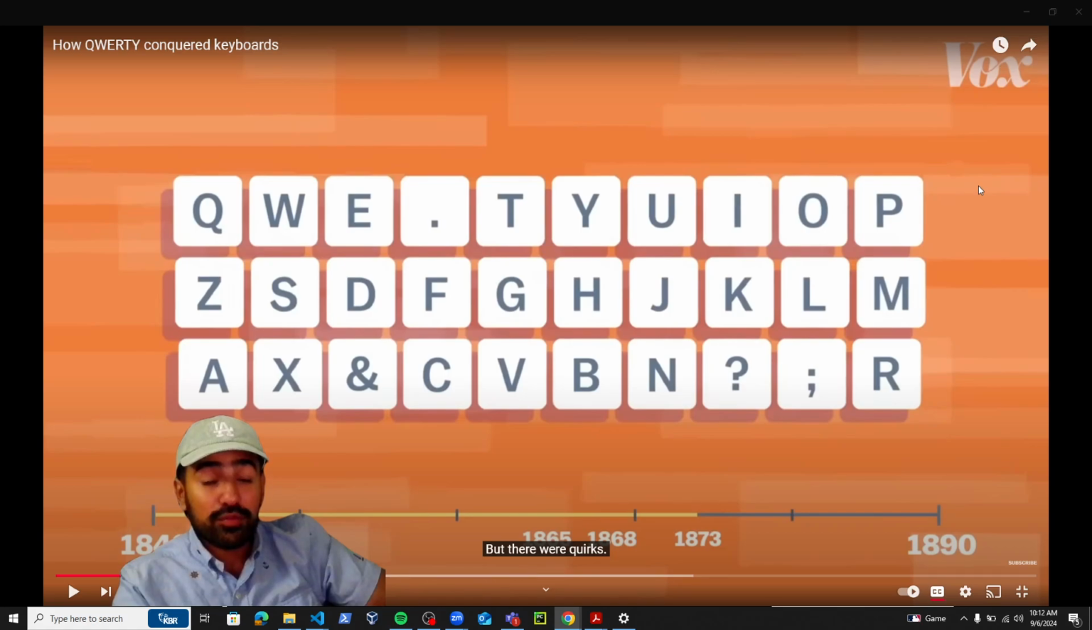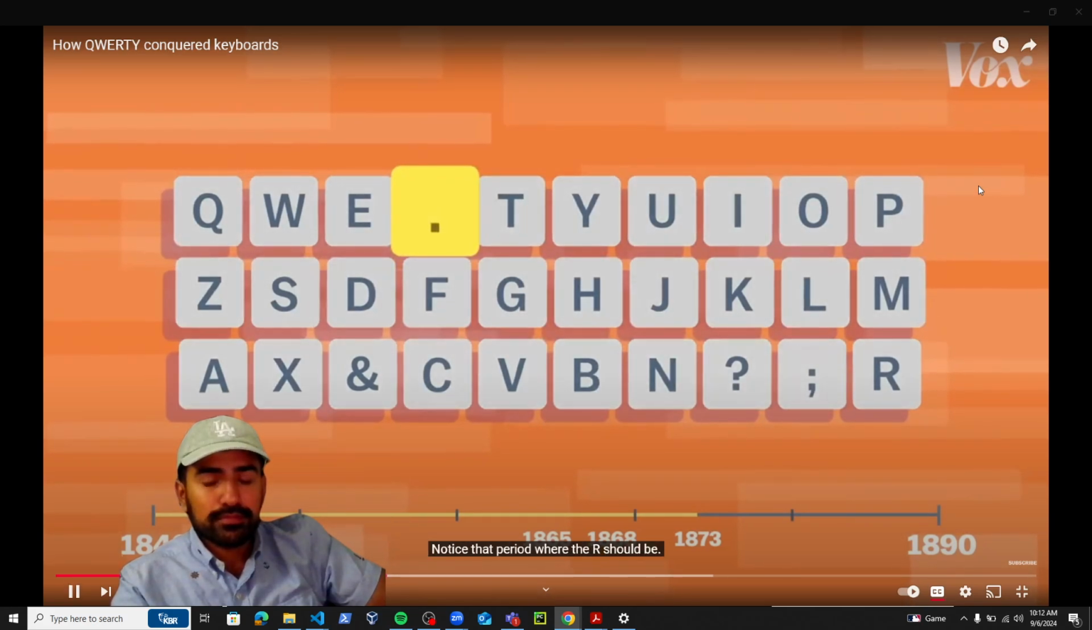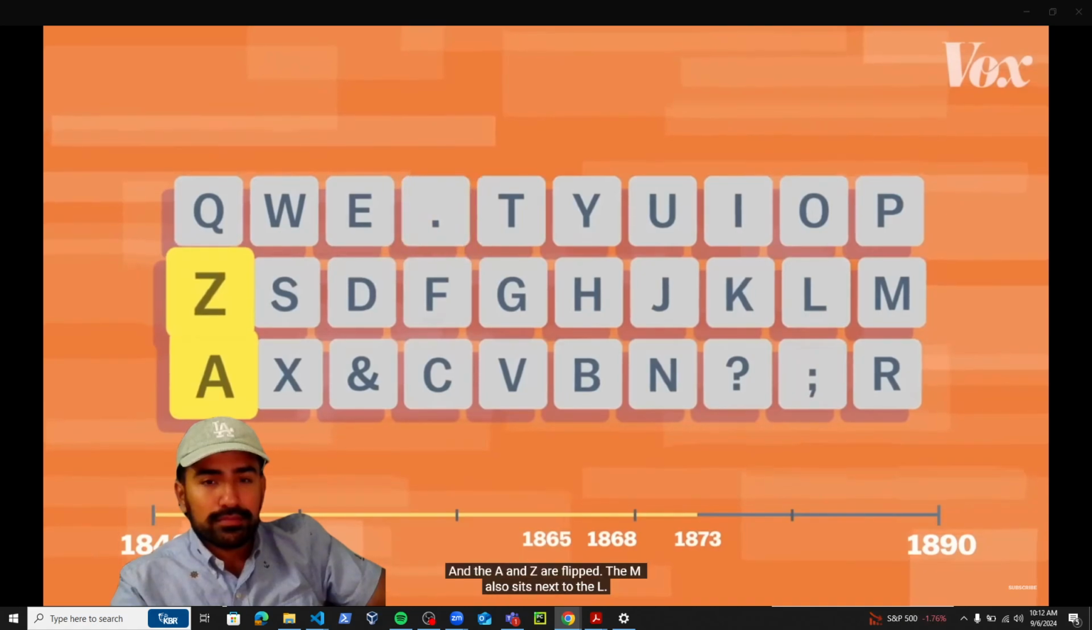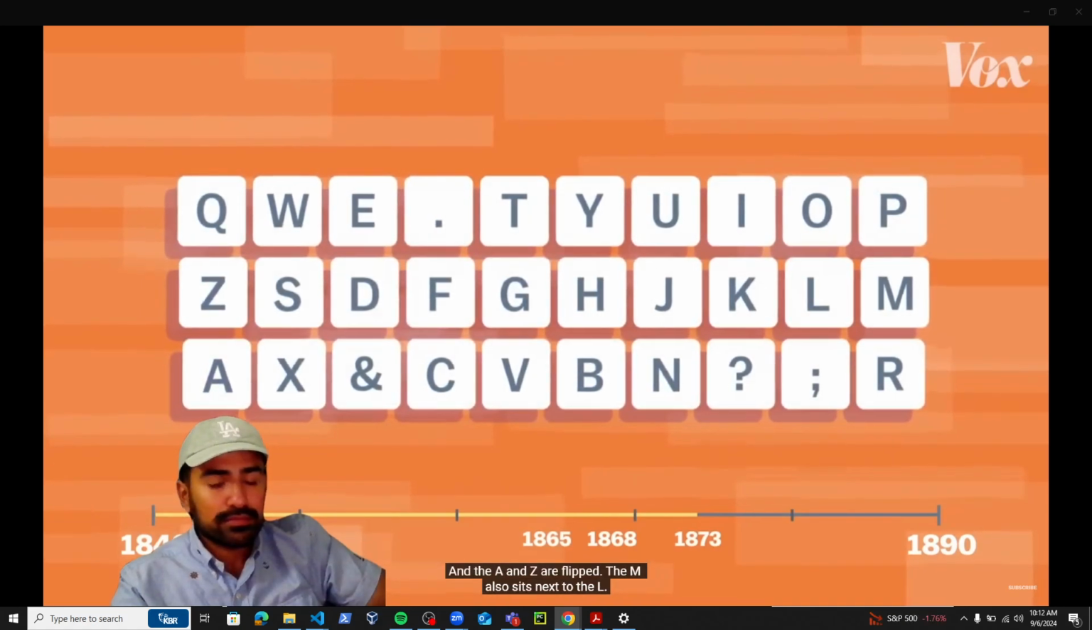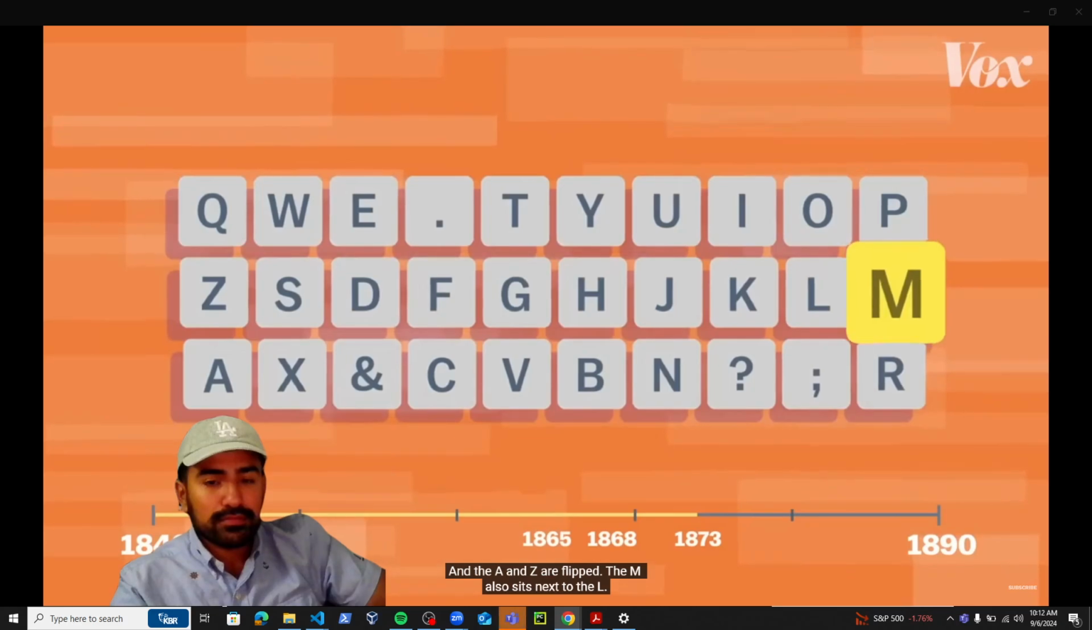Yeah, so his life's work was keyboards, something we probably take for granted every day. Someone spent their entire life innovating them. But there were quirks. Notice that period where the R should be, and the A and Z are flipped. The M also sits next to the L.